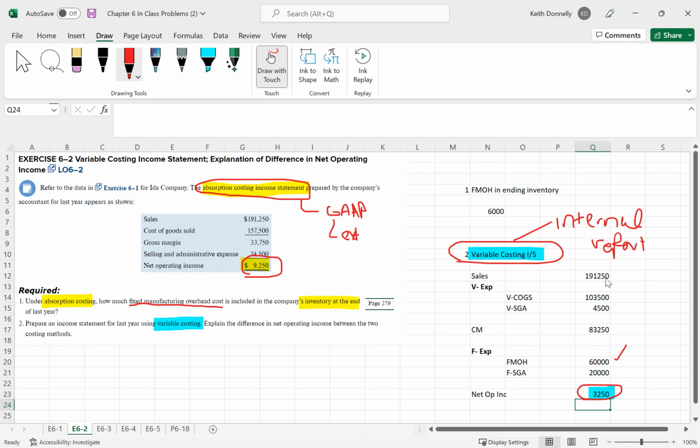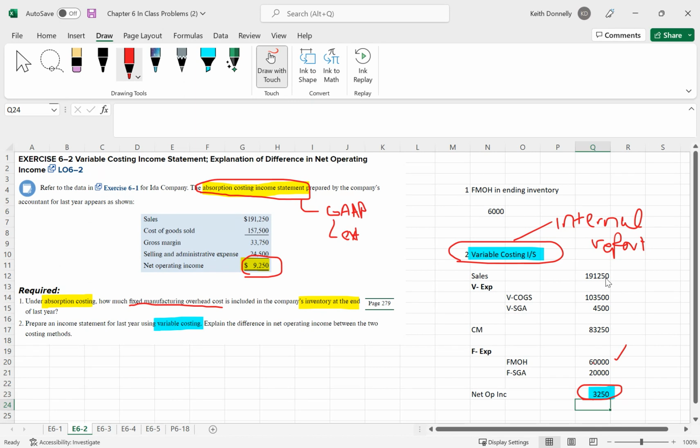So if you're a manager internal to the business, it might be better to see a variable costing income statement. It would help you in decision making. It's more suitable and functional to let you see how the business is running. If you were an external investor looking to buy some stock, you'd probably be more interested in an absorption costing income statement.